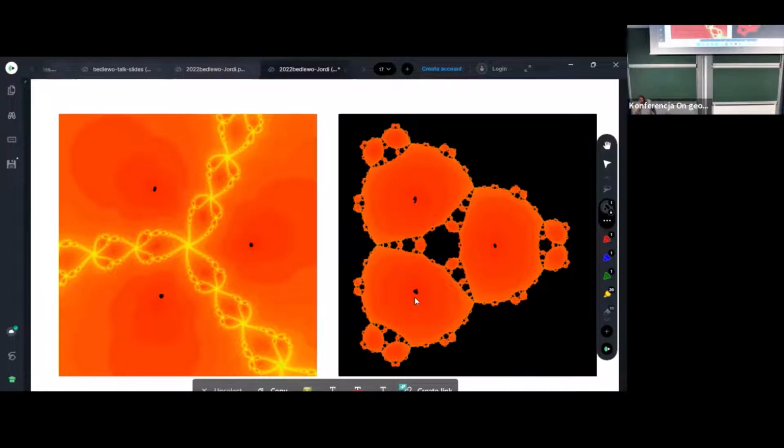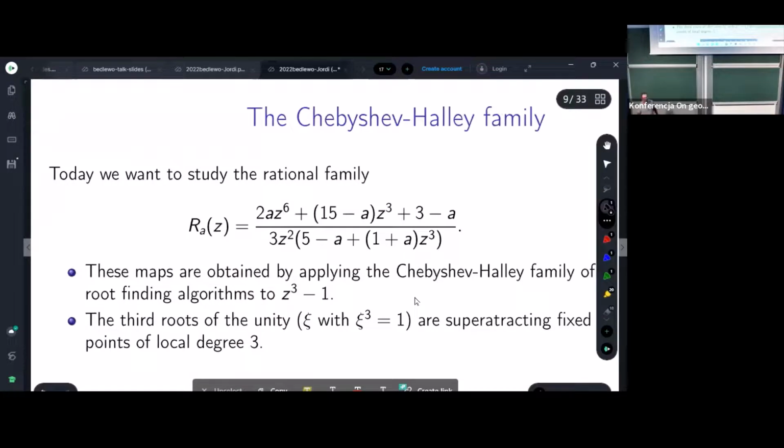But another... Sorry, Jordi, could you go back to the slide very quickly, the definition of the family? Mm-hmm. So you've got just one complex parameter. Yeah. And you've got a degree 6 rational map. So you have 10... Okay. All right.